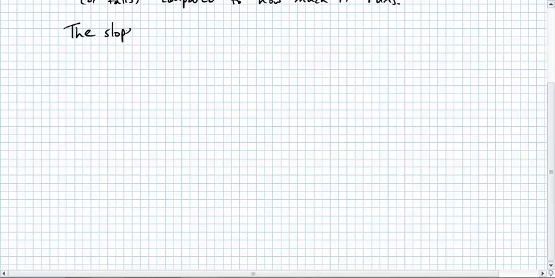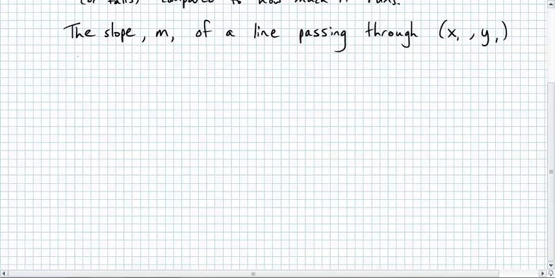For the slope, we use the variable m. Now all we need to find the slope is 2 points. So if we want to know the slope of a line passing through 2 points, just like last class, we'll call them x1, y1 for the first point, and x2, y2 for the second point. Then all we need is the equation for slope. The slope just tells you how much the y values change compared to how much the x values change.